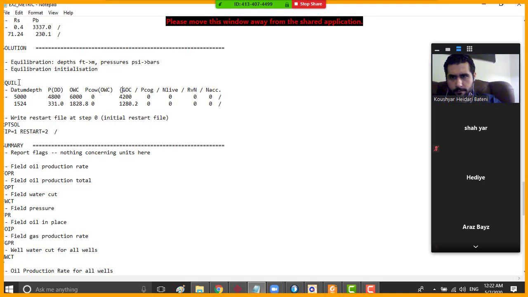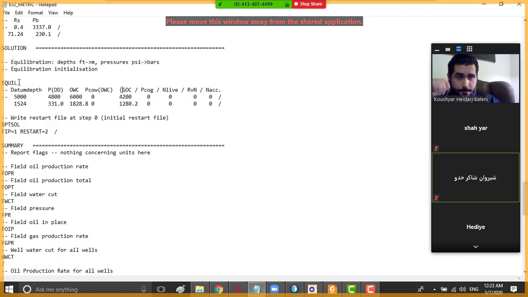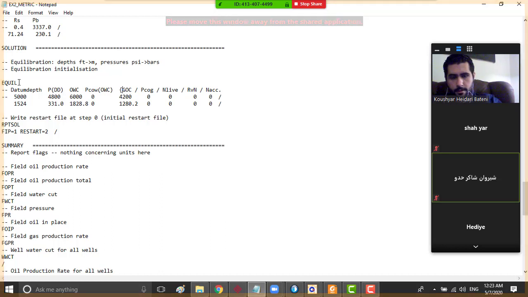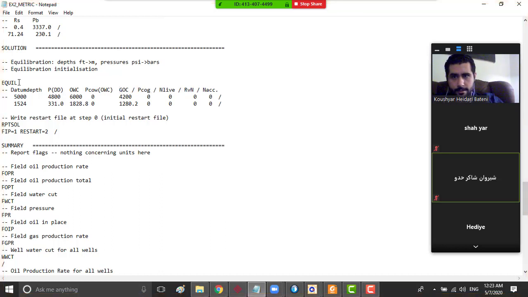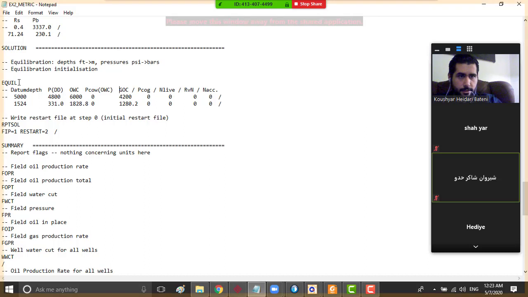I'm not sure about the fifth column. If you have to look it up in the manual... yes, it is gas oil, the depth of the gas oil contact, right? Yes, it seems so. The fifth column is the depth of the gas oil contact.